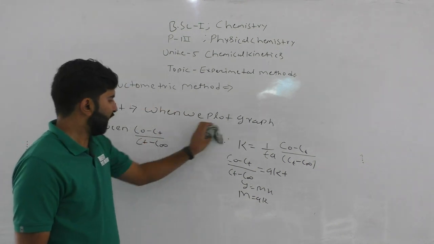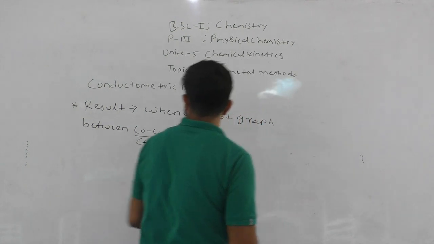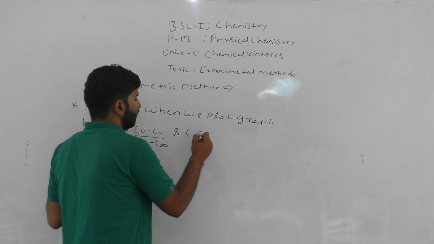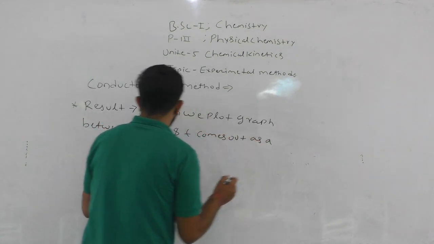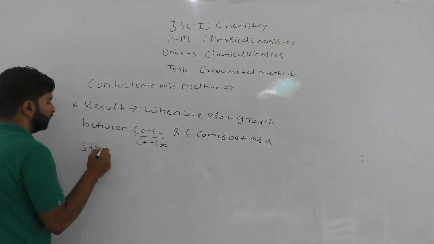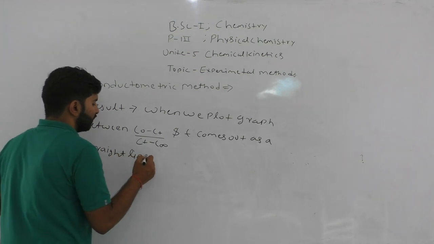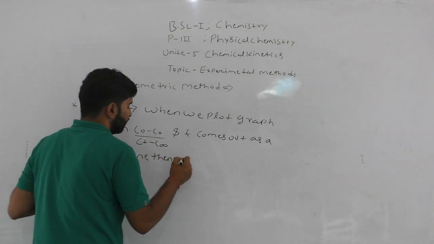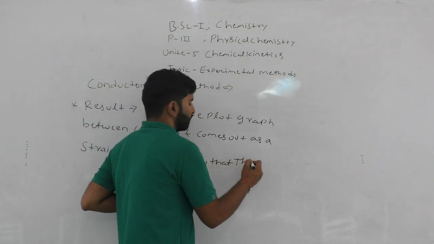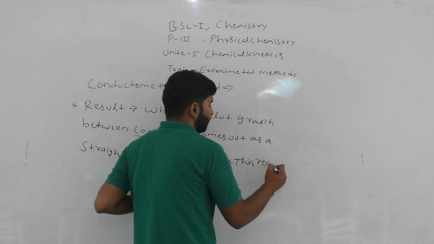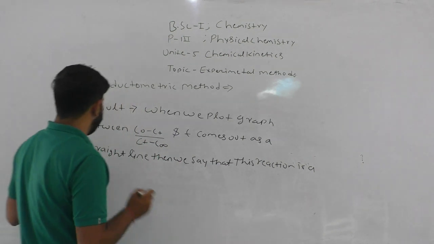If the graph between Ct and T comes out as a straight line, then we say that this reaction is a second order reaction.